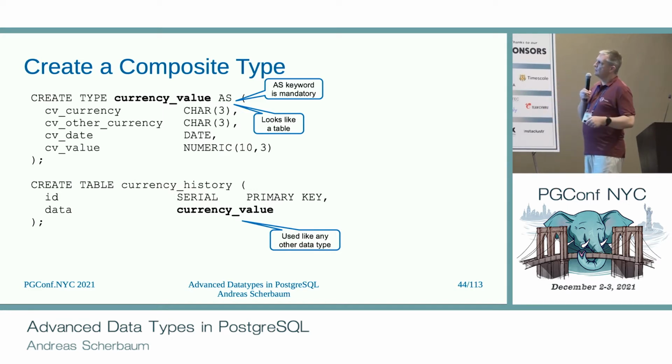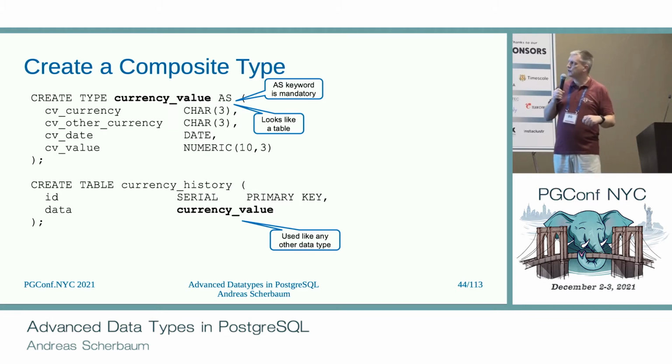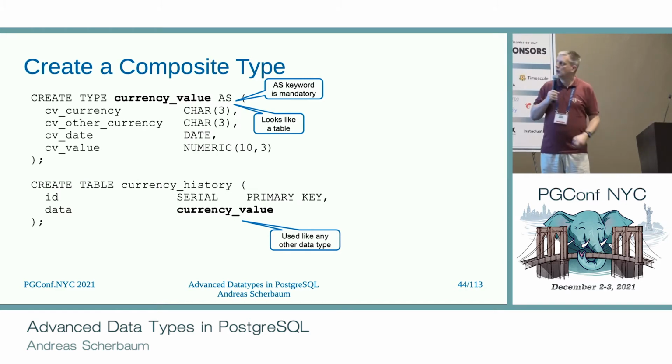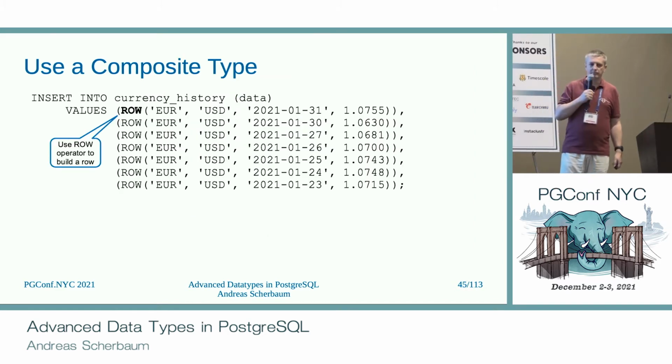So I have my one field here, currency. It's a SHA-3. I have another currency, so my exchange currency. I have my date and I have my value, which is a numeric. And then I can use this type, currency value, I created here, as a regular column or data type in my table. So I have just one column here, but I can still access it.